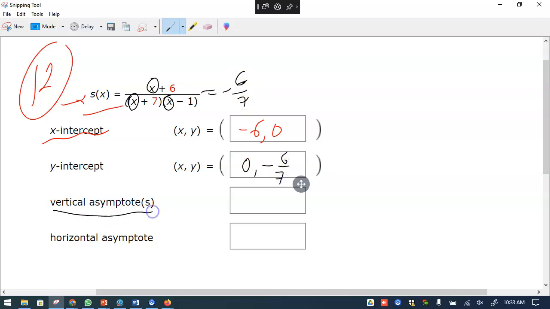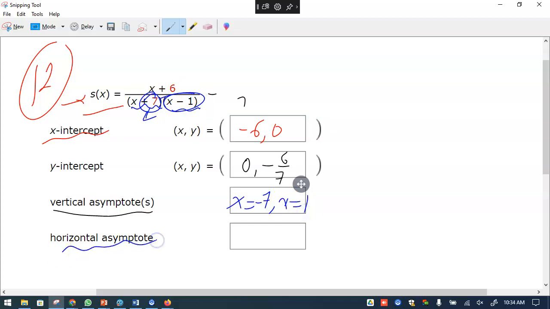And what is the vertical asymptote? For this, you need to know when the denominator is equal to 0. So the denominator is 0. These are the denominator factors. You just do the opposite. Opposite of plus 7 is minus 7. So you can write x equals minus 7 is one, and put a comma, and the other one is do the opposite of minus 1, x equals plus 1.